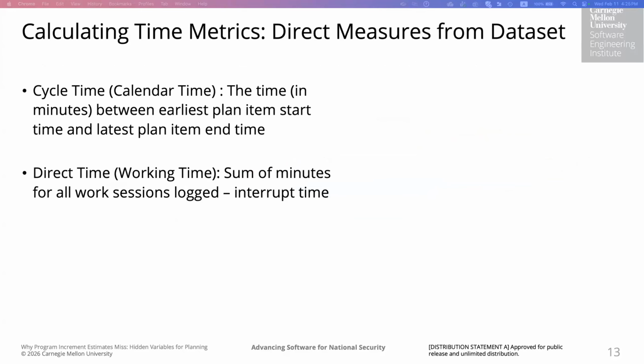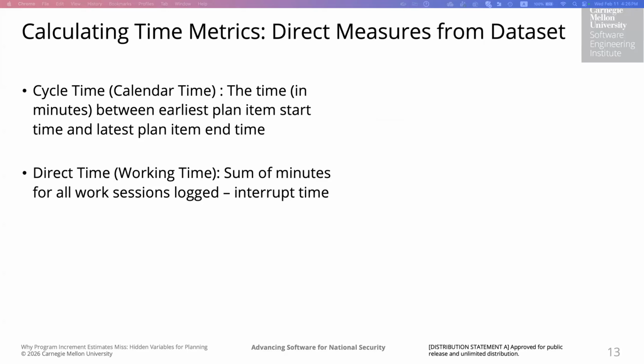Okay, so now that we have a clean data set, we define two time measures directly from the log to start with. The first thing is the cycle time or calendar time, which is simply the elapsed time in minutes between the earliest plan item start time and the latest plan item end time for a given WBS element. So this actually captures the wall clock duration, including nights, weekends, and all the interruptions between the sessions.